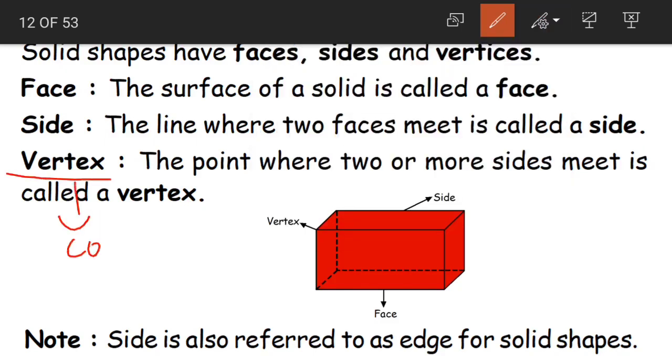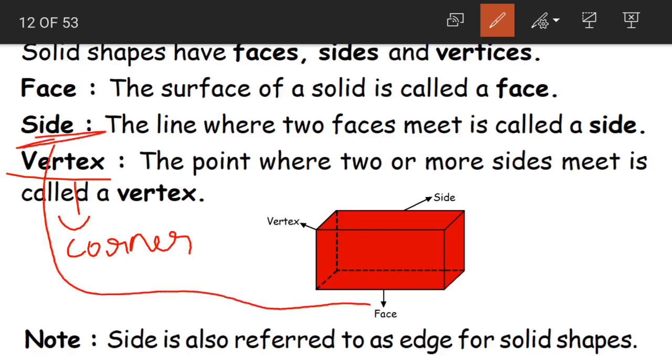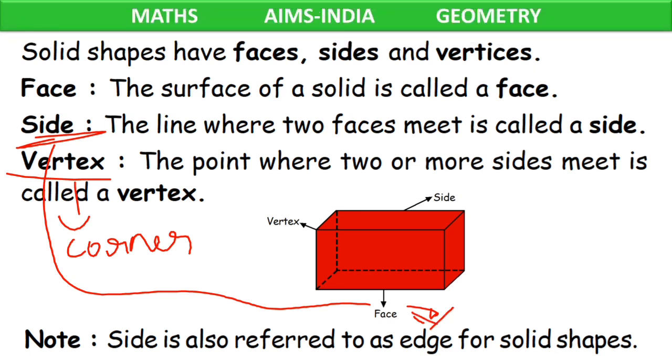And what are the other names that we have learned? Vertex is nothing but the corner, and side is also referred to as edge. Side is also referred to as edge for a solid shape, children. Yes, these are the basics of what is a face, side and vertex of a solid shape.